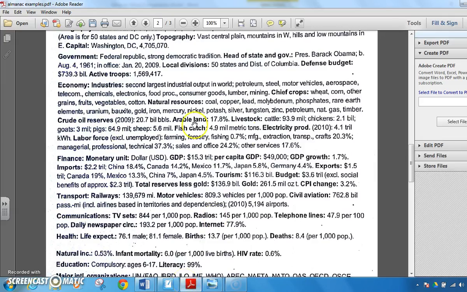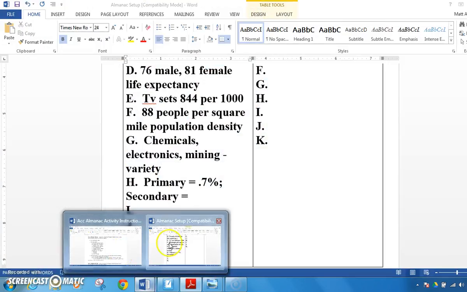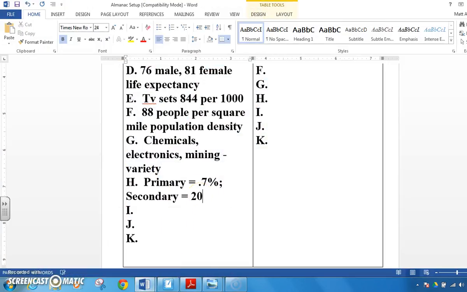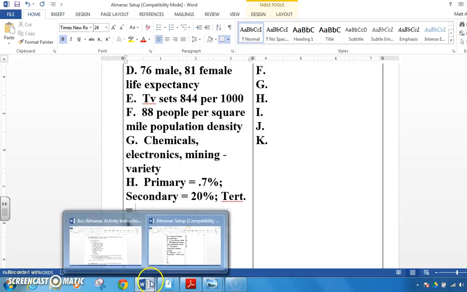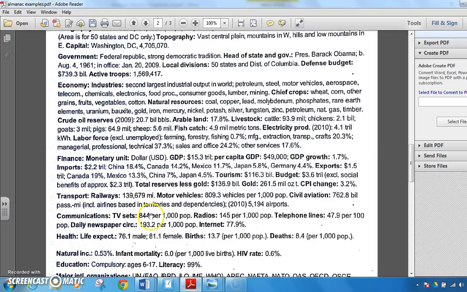Secondary says this: labor force. I've got crafts, extraction, transportation. Okay. I've got managerial, professional, sales and office, and other services here. If I'm taking a look at this with the labor force here, manufacturing is right here, which means that makes up 20% of our population. So I'm going to say secondary with manufacturing is 20%. Tertiary, we're going to need to now figure out here. And it might not add up to a complete 100%, but that's okay.